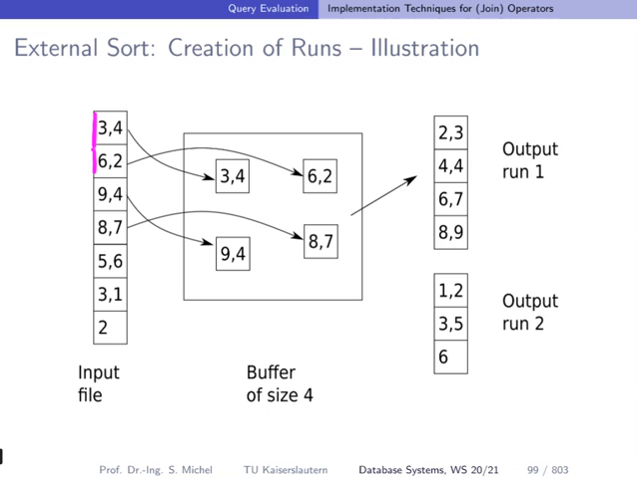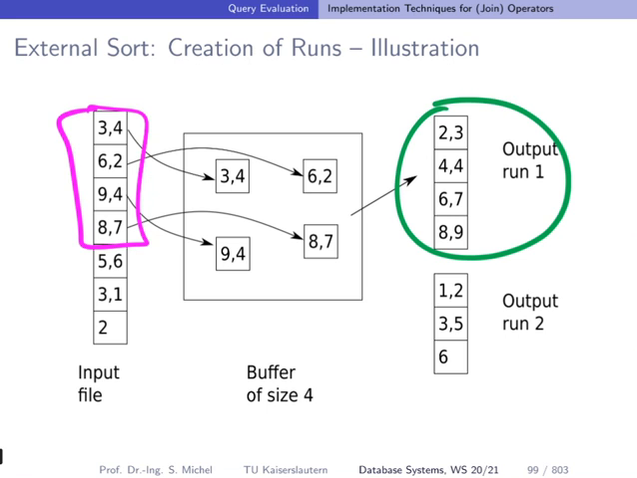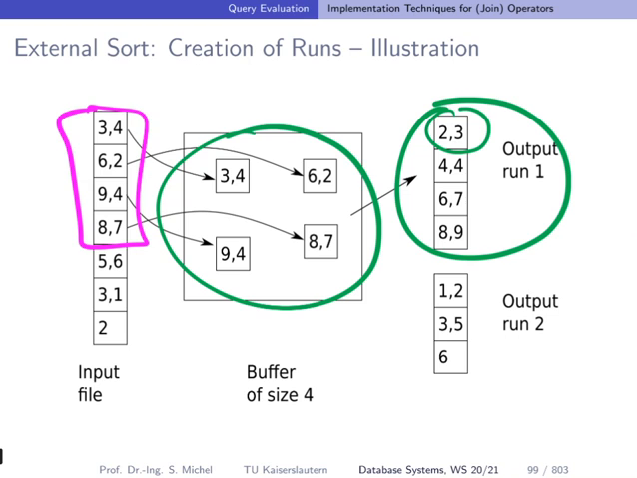So what we now do is load the first 4 blocks into our buffer. We can do this because the buffer has a size of 4. Then we sort these numbers, and we create one output run based on what is currently in memory. So we get a block with 2 and 3, a block with 4 and 4, and you see that the data inside this first run file is sorted.